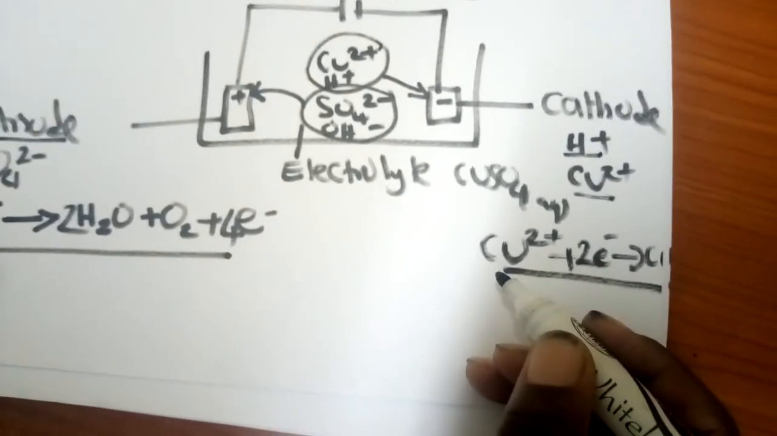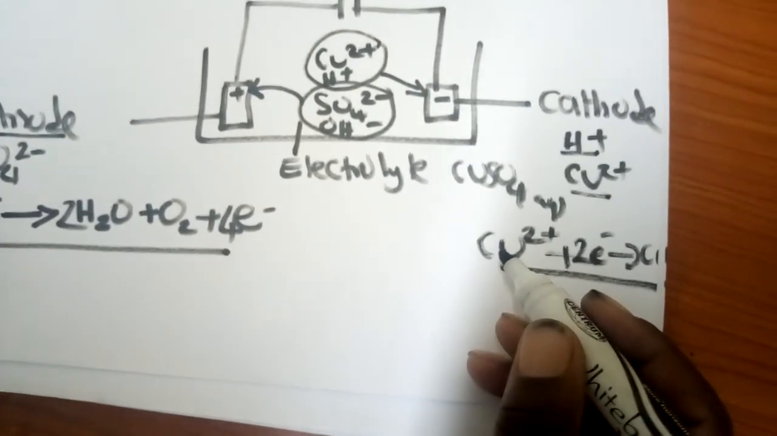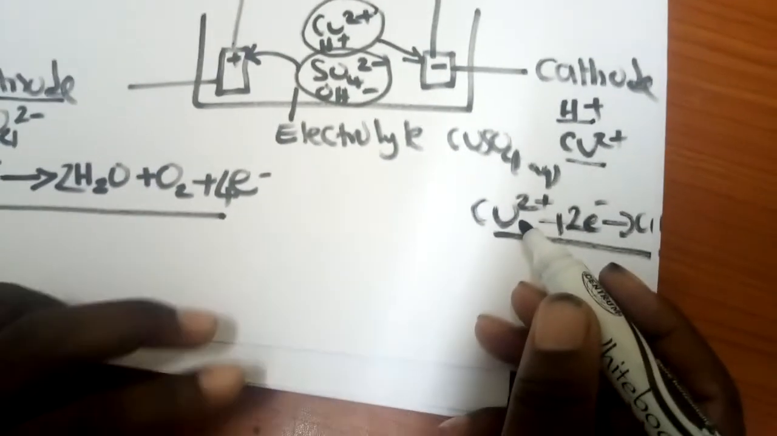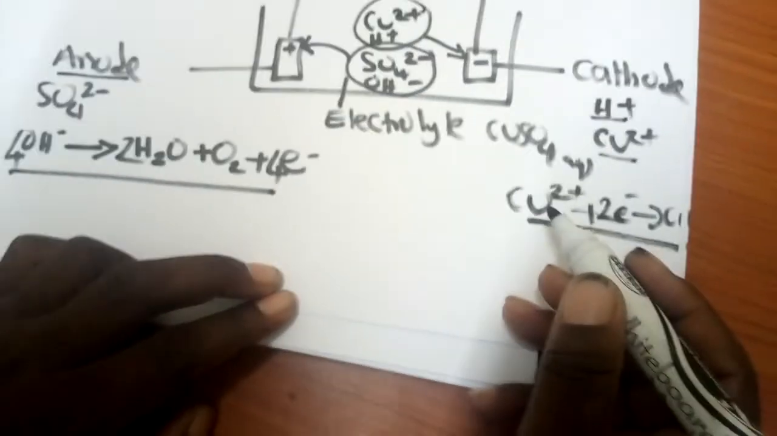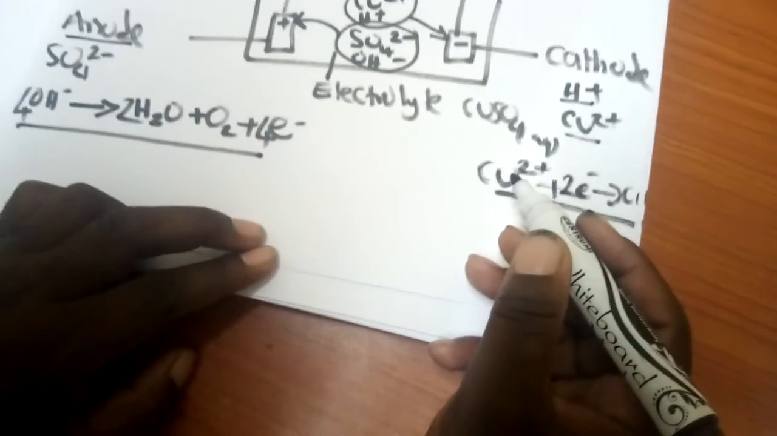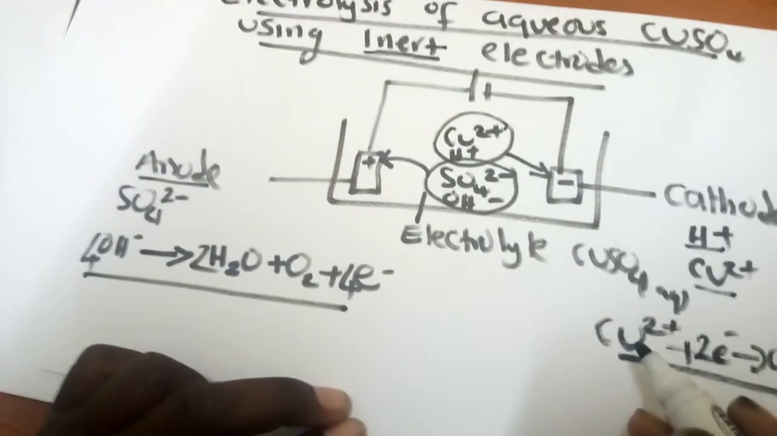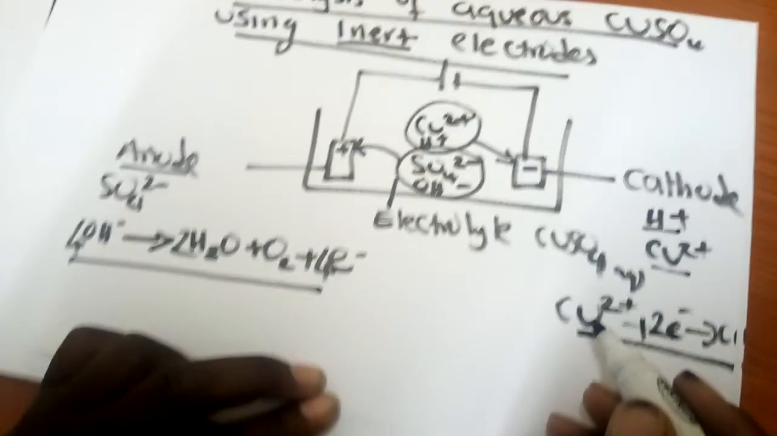So that's the reason. For now, let's watch the next video, which will be tackling question A4, which says calculate the volume of the oxygen gas measured at room temperature and pressure formed at the anode.